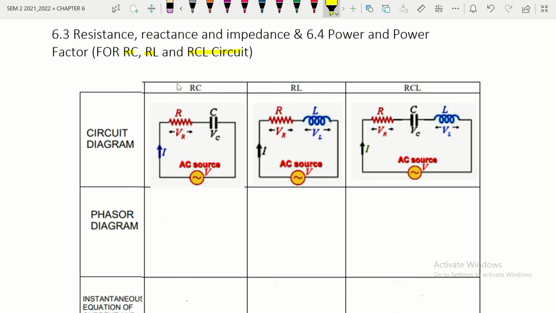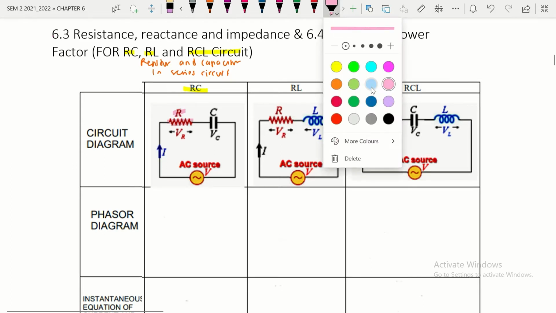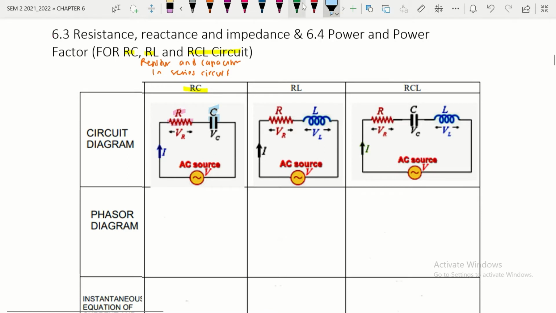So the first circuit that we are going to look at is resistor and capacitor in series circuit, because C dulu kan. So we call it the RC circuit. Kita panggil dia sebagai RC circuit. From here you can see kita akan ada resistor and we also akan ada capacitor. And kita akan ada voltage lah. We will have voltage across the resistor, dan kita juga akan ada voltage across the capacitor, dan kita juga akan ada supplied voltage.